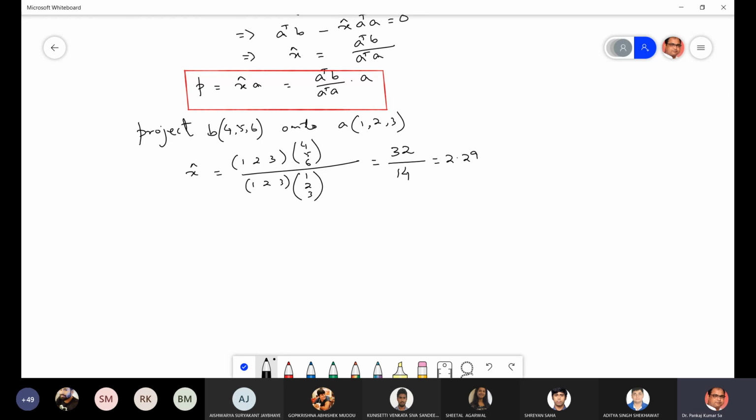And what is P? It is equal to 2.29 times 1, 2, 3. 2.29 into 1 is 2.29, 2.29 into 2 is 4.58, and 2.29 into 3 is 6.87.